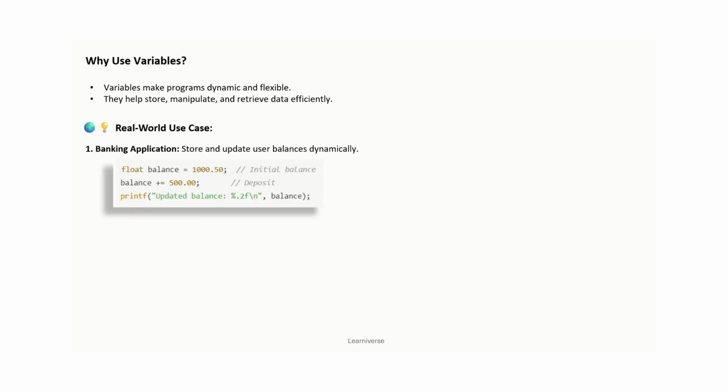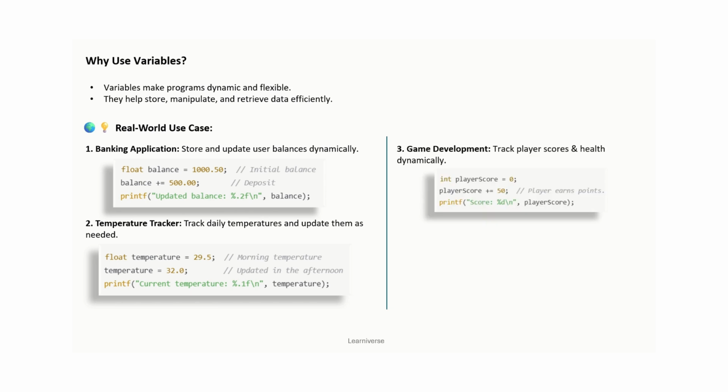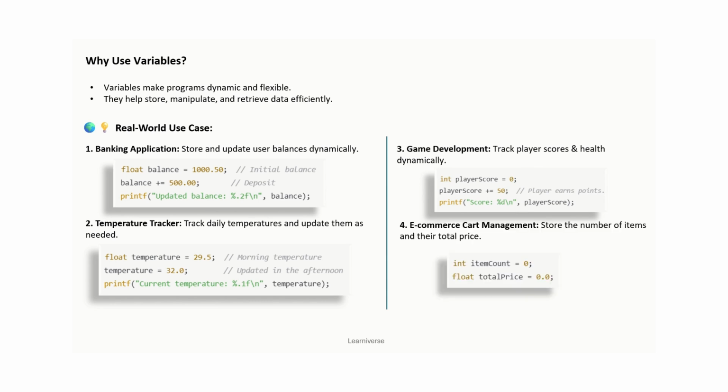Why do we use variables? The main thing is, why do we need variables? They make programs dynamic and flexible. Variables let us store, manipulate, and retrieve data efficiently. Here are some real world examples. In banking applications, they store and update user balances, and for weather tracking they log daily temperatures, and in games they keep track of scores and player health, and also in e-commerce cart management they store the number of items and their total price.